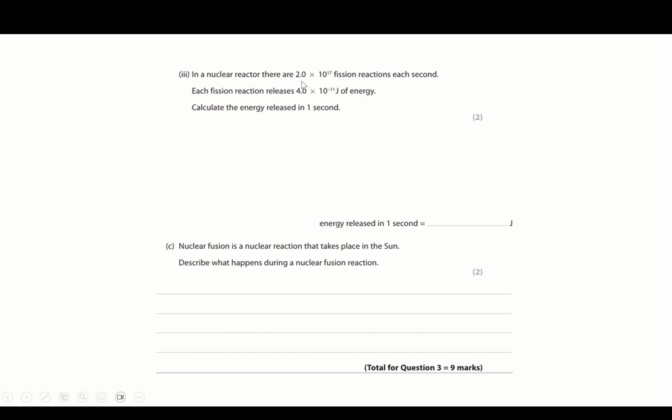A nuclear reactor says there is 2 times 10 to the 17 reactions every second. Okay, that's how many are going on. Huge number. And it says each time one of these takes place, it releases that much energy. Calculate the energy released in 1 second. So I just go back up to the question. It tells me there, that's how many reactions each second. So that's how many are taking place. And then all I need to do is just multiply it by each bit of energy I get from those. So it's just times the 2 numbers together. So times them together and we get 8 times 10 to the 6.